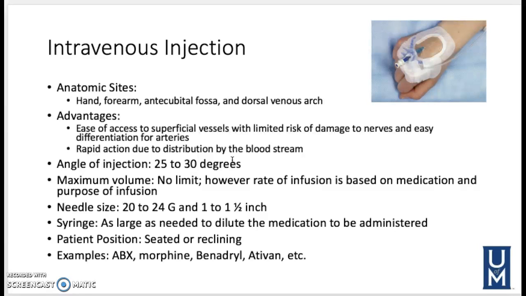How fast we give it into that vein is based on what we're giving or putting into that vein. So some medications need to be given 30 milliliters an hour, some different. So it's all calculated as to how fast we give medications IV. So for needle sizes, usually we do about 20 to 24 gauge needles. In the ER, our go-to needle is a 20 gauge.